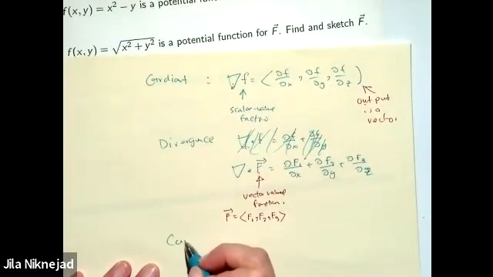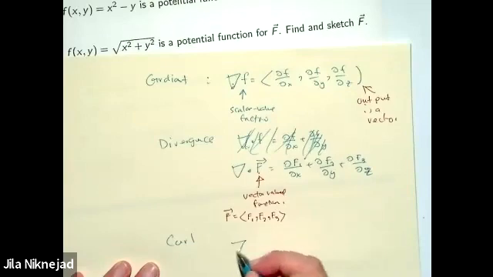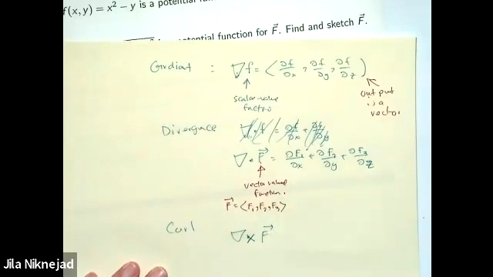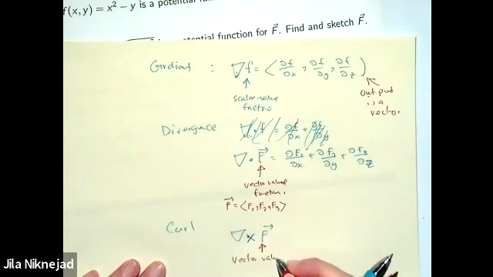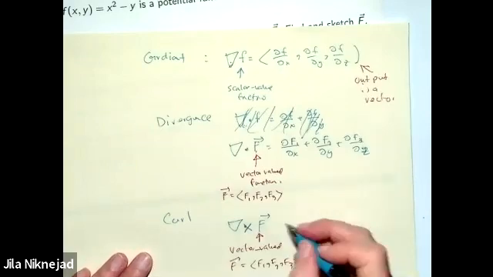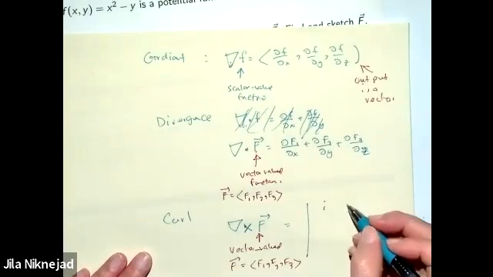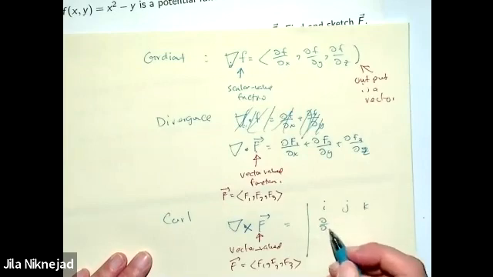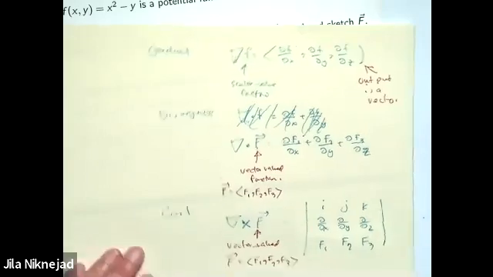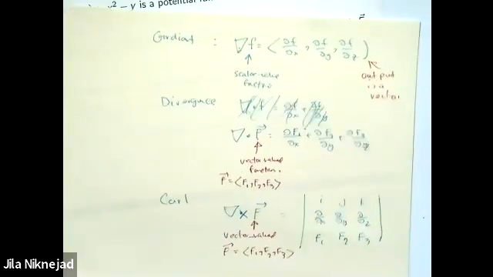Then you have the curl. Curl is the Nabla cross f. Again, this has to be vector valued, and f has to be as well, because of the cross product. What is it? Nabla is that. Hold on. Nabla is this. And this is F1, F2, F3. So these are the basic formulas.